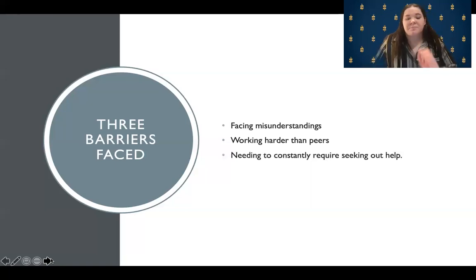The last challenge or barrier faced is needing to constantly require and seek out help. So a student with an SLD may not know how to seek out strategies for success. Accommodations and support for these students are crucial if they want to succeed. But if they can't seek out resources, or they don't know how, we can't help them.